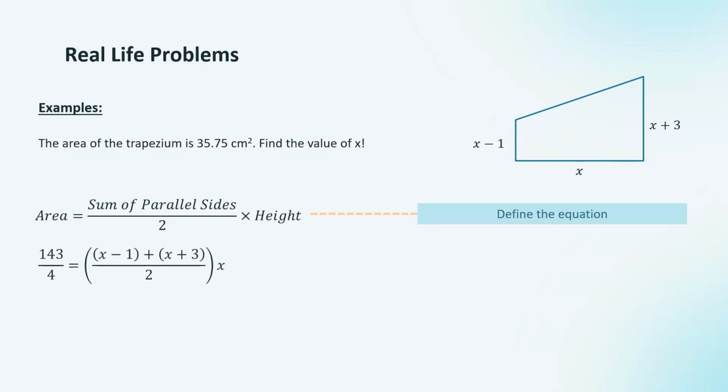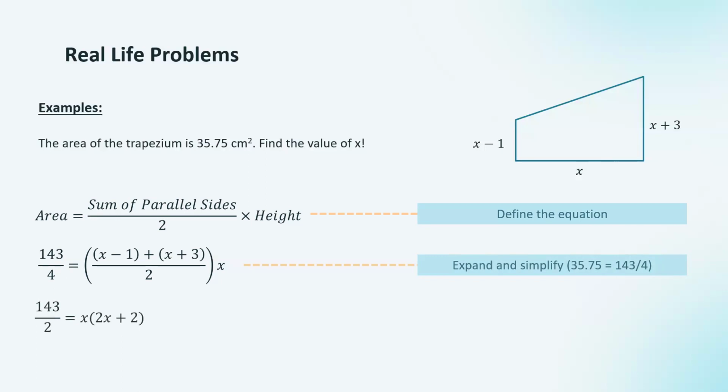So the sum of the parallel sides should be (x minus 1 plus x plus 3) divided by 2 and then multiplied by the height, which is x. And this will be equal to 143 over 4 because that is the fraction form of 35.75. So again, we should try to expand and simplify, and we end up with a simple equation. We just have to make it like a quadratic equation.